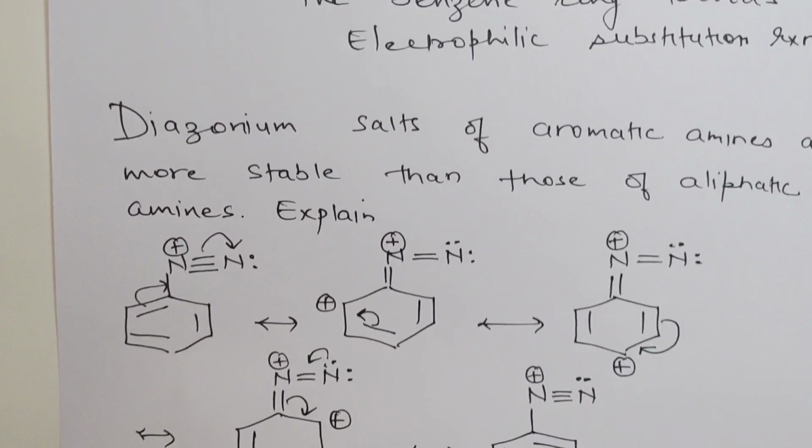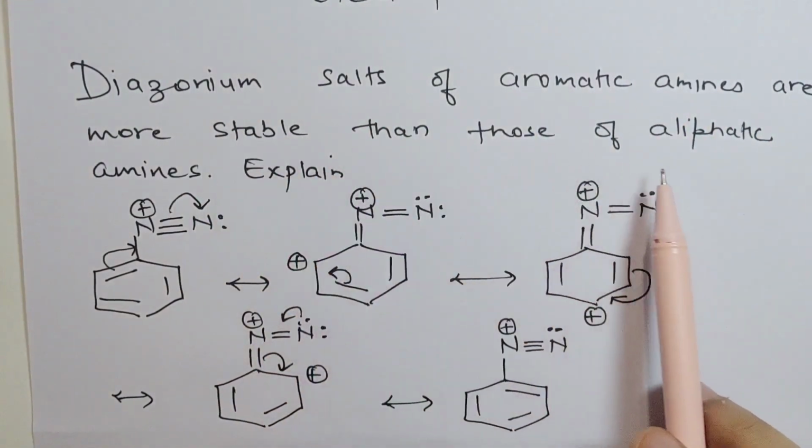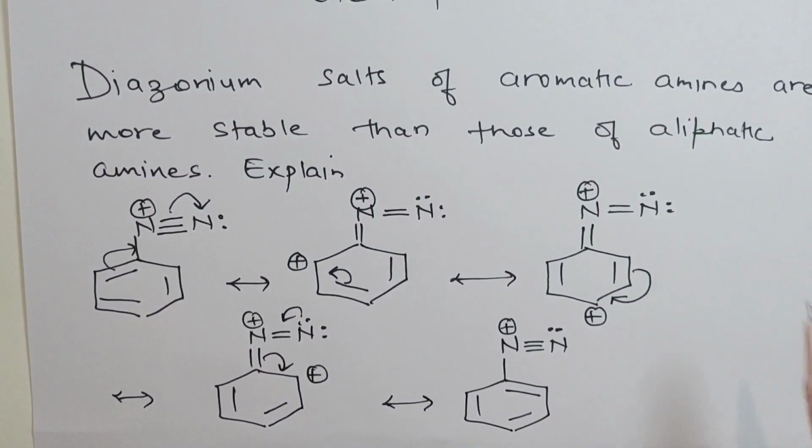Okay. Last question for the day. Diazonium salt of aromatic amines are more stable than those of aliphatic amines. That happens because of resonance in diazonium salts, aromatic diazonium salts, right? This resonance you'll have to practice.